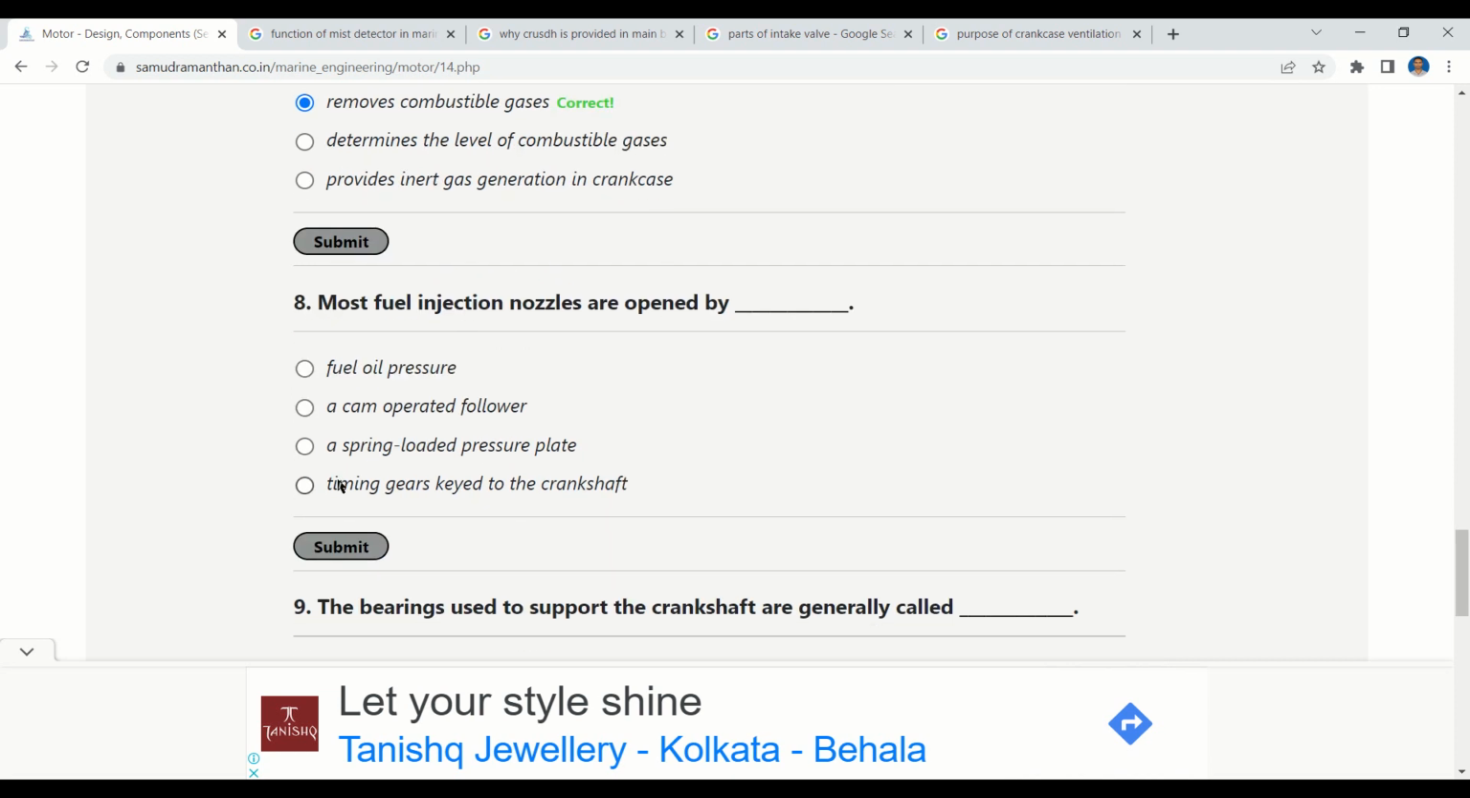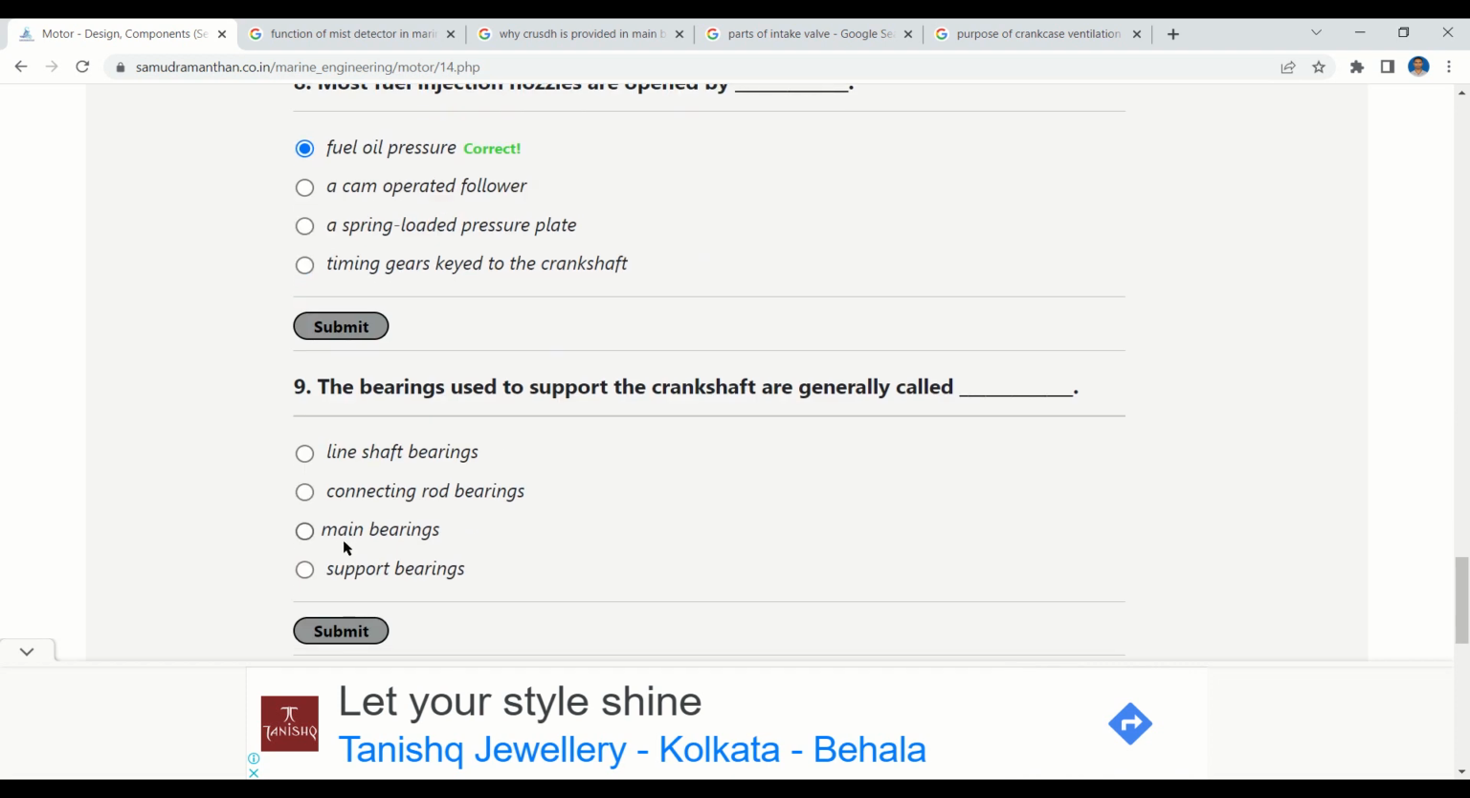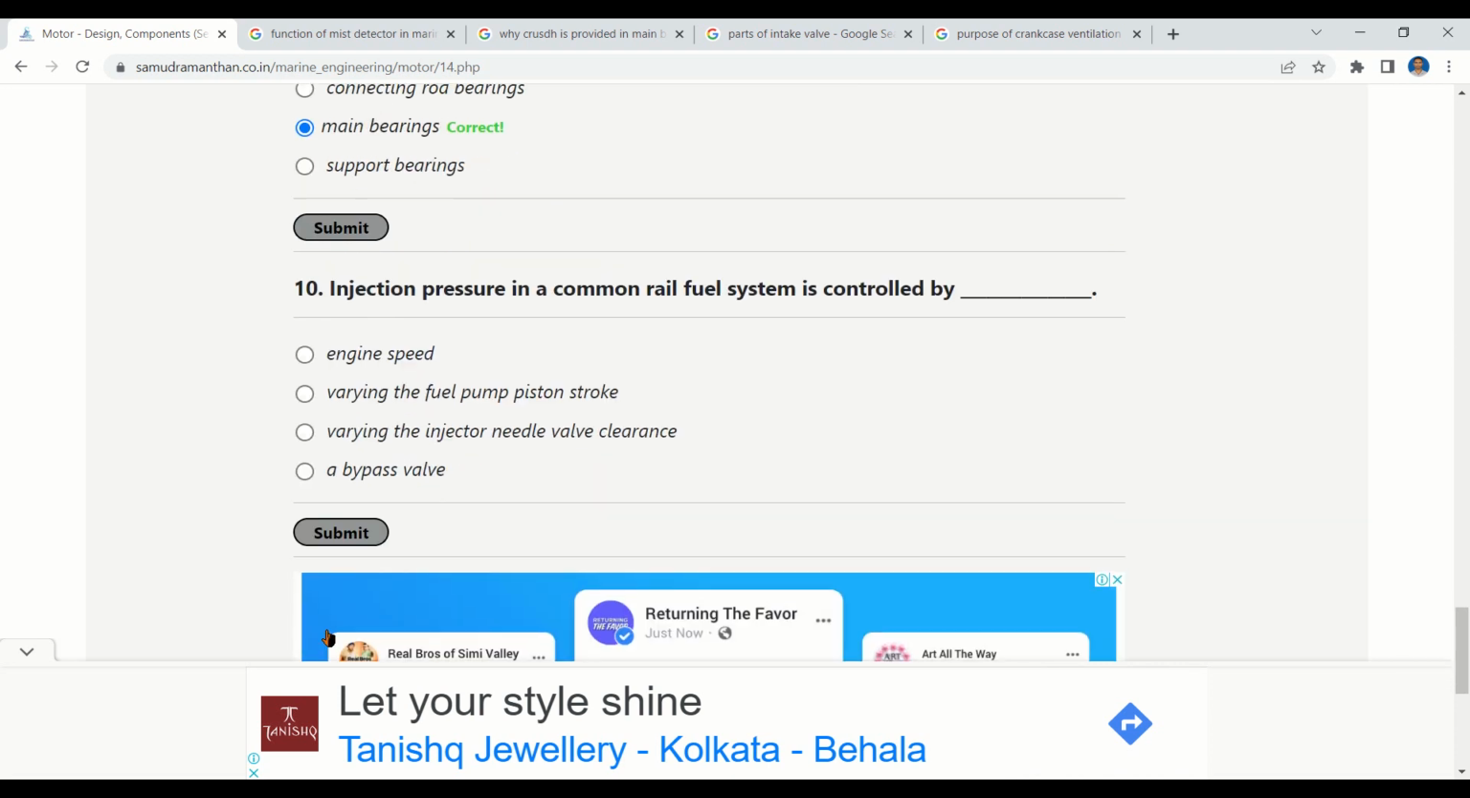Most fuel injection nozzles are opened by, and the options are fuel oil pressure, a cam operated follower, a spring-loaded pressure plate, timing gear keyed to the crankshaft. The correct option should be fuel oil pressure. The bearings used to support the crankshaft are generally called, and the options are line shaft bearings, connecting rod bearings, main bearings, support bearings. The correct option should be main bearings.